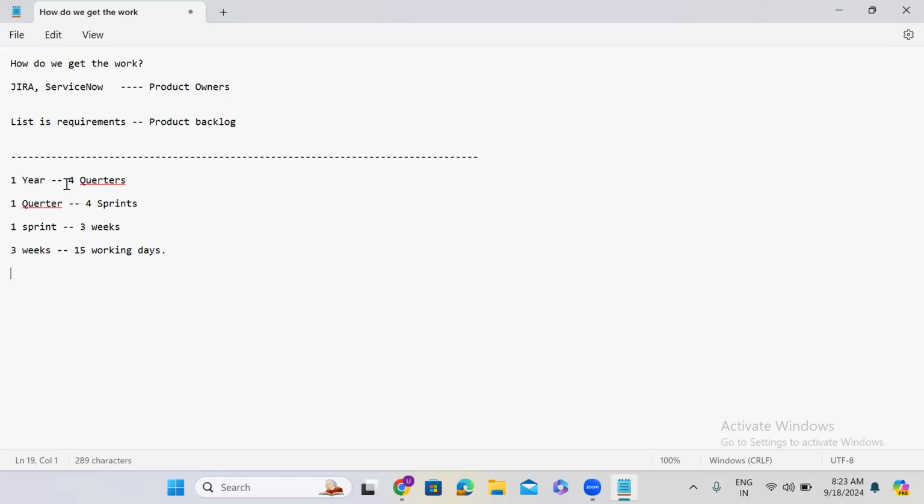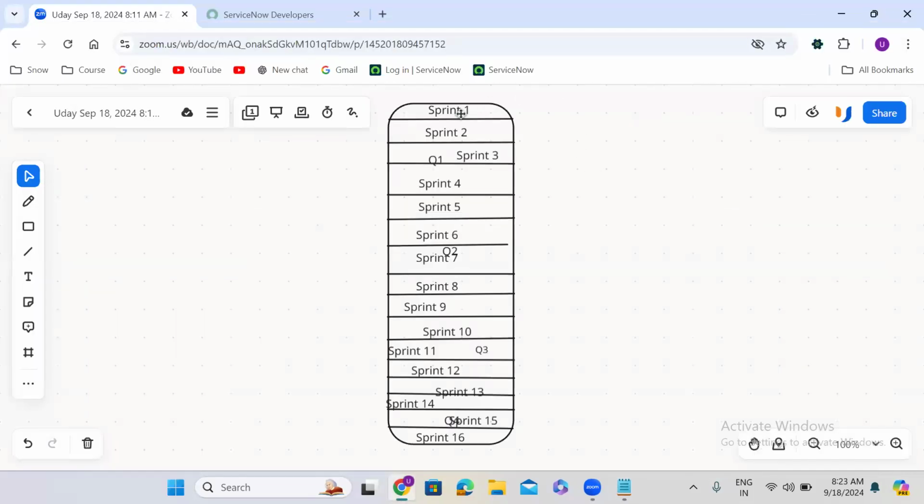So a year is divided into 4 quarters. A quarter is divided into 4 sprints. Each sprint is actually 3 weeks. 3 weeks means 15 working days. So that means each sprint is equal to 15 working days, guys. Getting my point? You understand what a sprint is here?